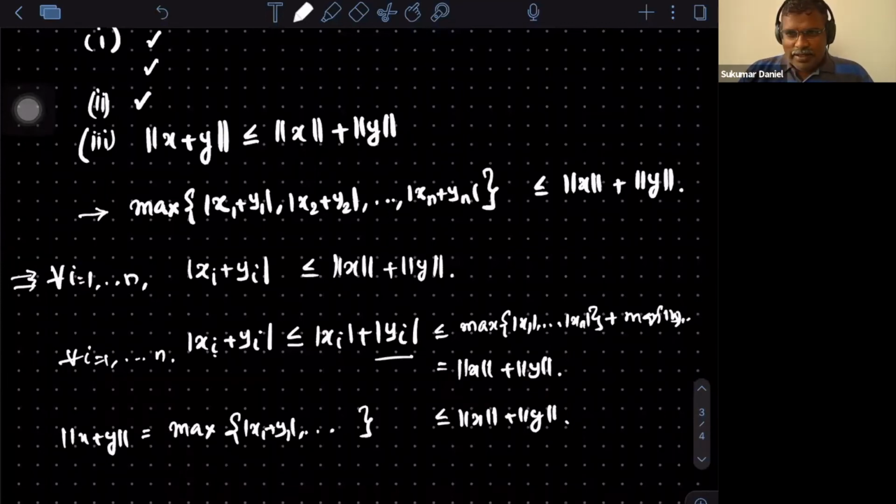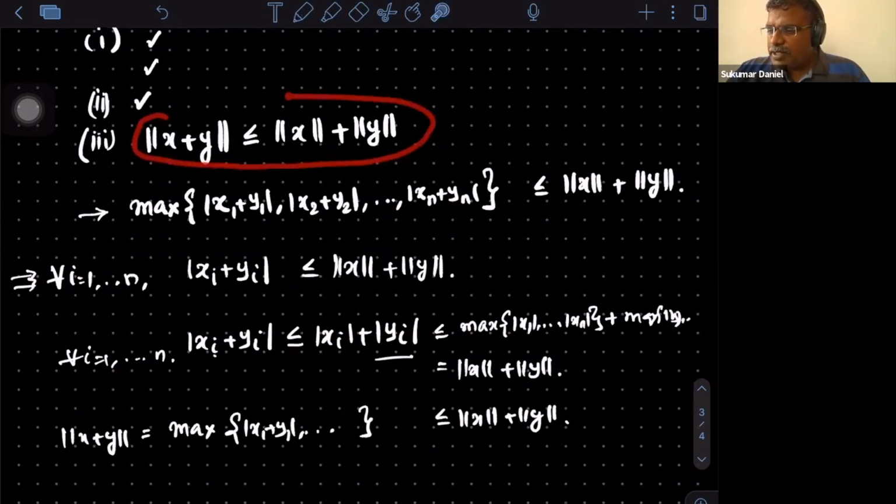But this kind of proof, whatever we have gone through here, is just to make our mind think in this direction, because later we want to do it in this fashion. But we don't need to do this much in the case of n coordinates. The reason is the following. If I find the maximum of n coordinates, one of the coordinates is going to be the maximum. And hence you can argue the following. I want to show that norm of x plus y is less than or equal to norm x plus norm y.